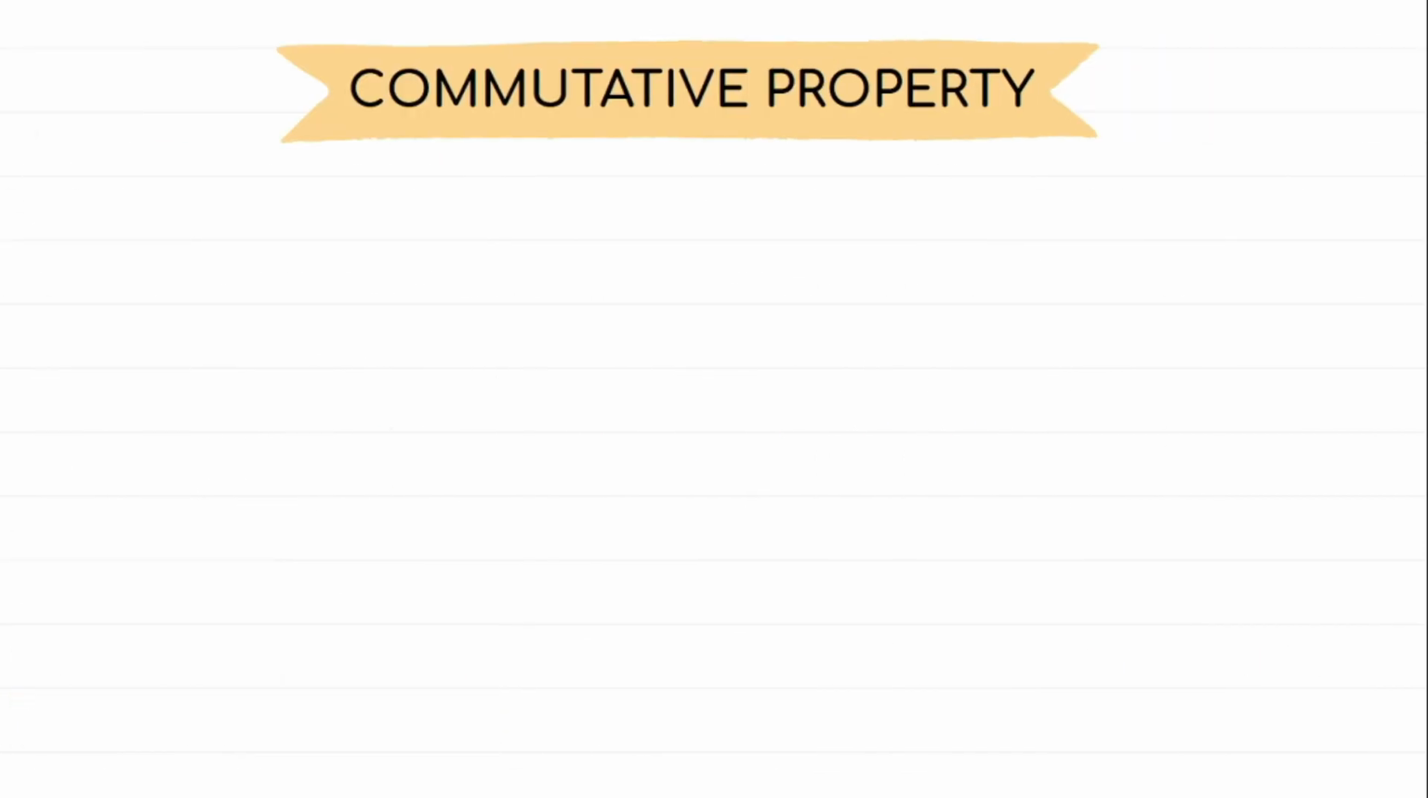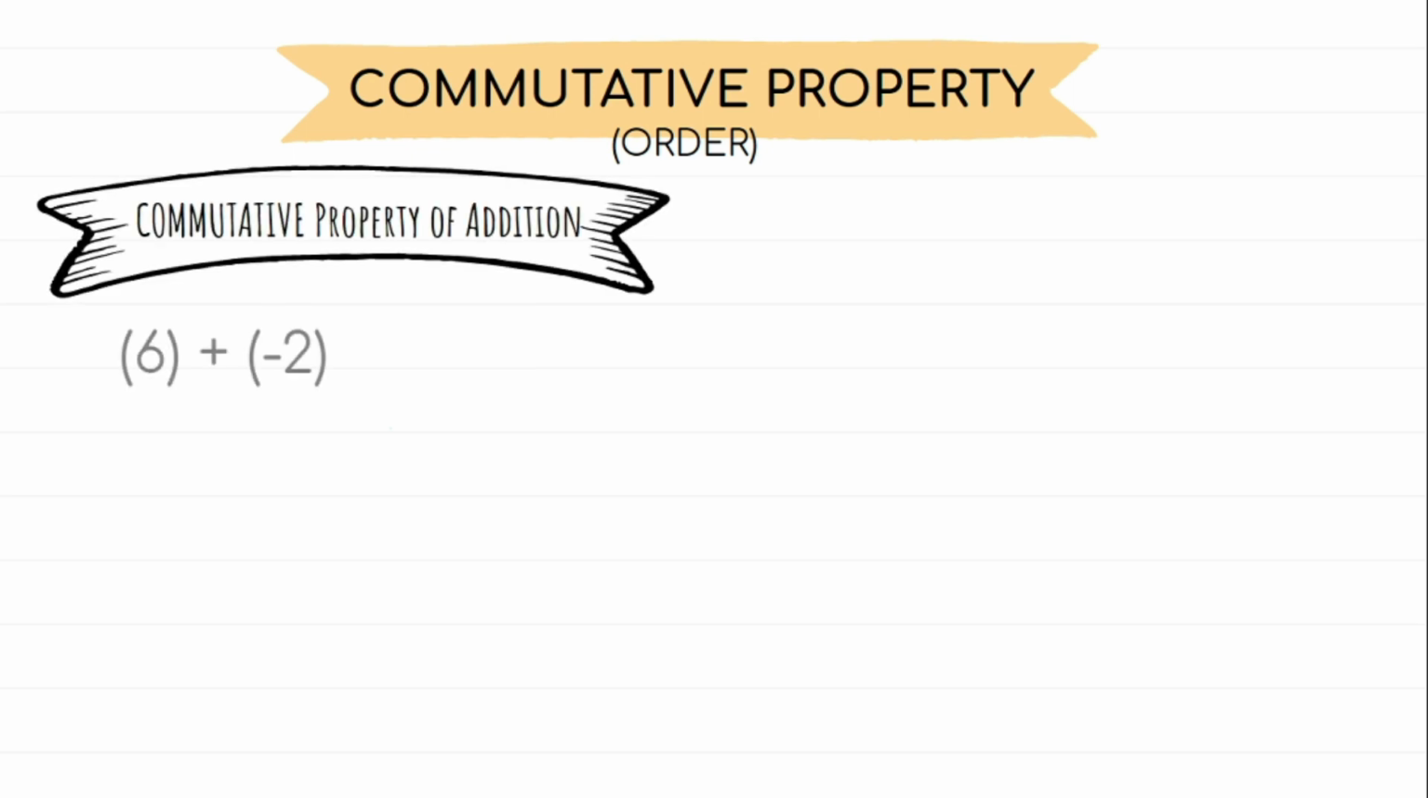Next ay meron tayong commutative property. So, ano naman ba itong commutative property? So, sa commutative property, ang lagi nating tatandaan na word is yung order. Okay? Order. Ano bang order yan? Order ng pagkain or what? No. Yan yung parang arrangement ng numbers. Okay? So, tingnan natin. For commutative property of addition, let's have an example.